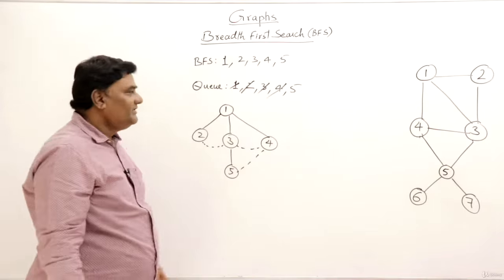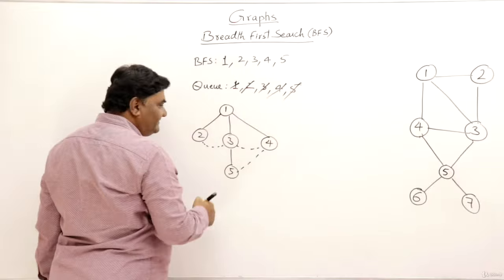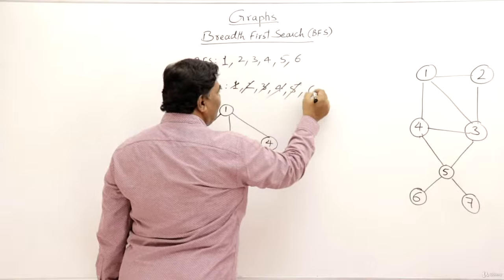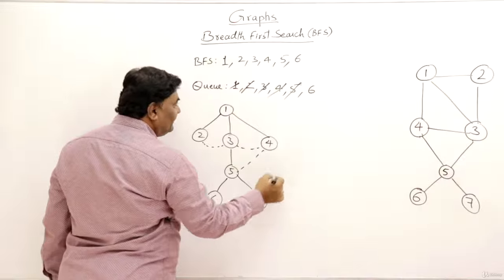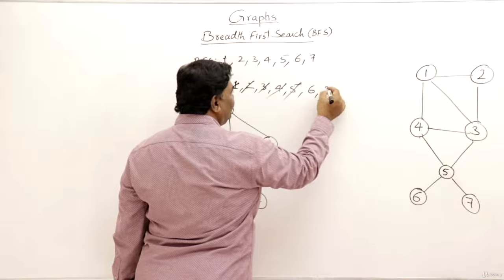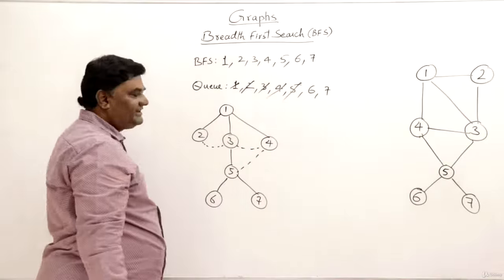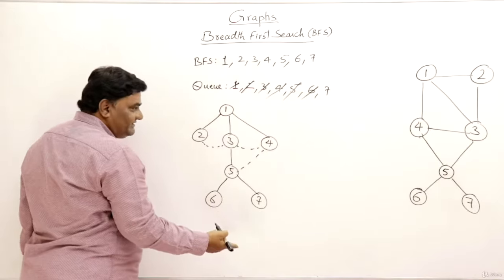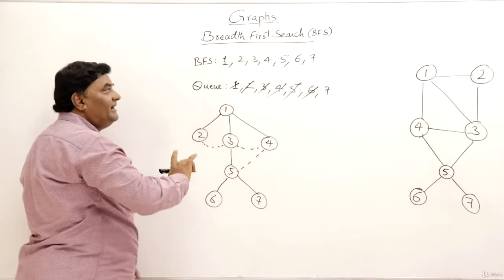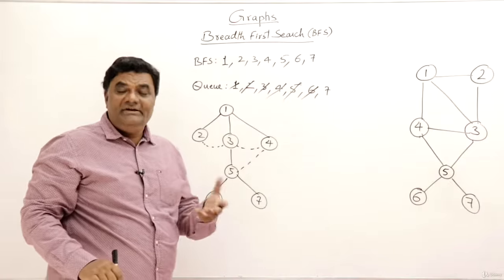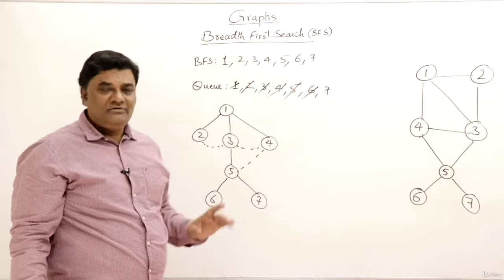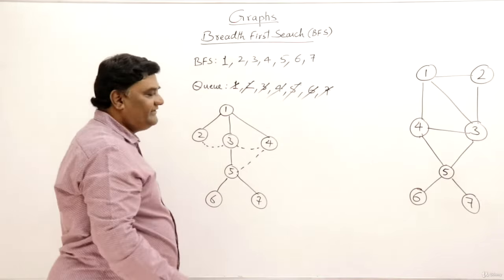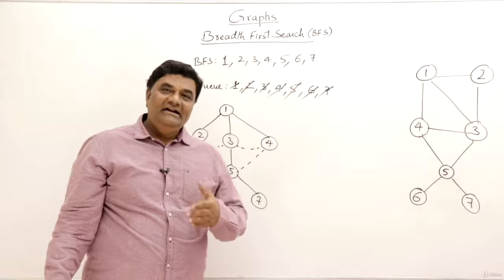Now the next vertex from the queue, 5. Who are adjacent to 5? 6. Visit 6, add to the queue. 7. Visit 7, add it to the queue. Now 5 is completely explored. Next vertex for exploration, 6. Nobody is adjacent to 6. So 6 is completely explored. We don't say it cannot be explored; we say it is completely explored. Next vertex from the queue, 7. There is nothing adjacent to 7. So 7 is also completely explored.